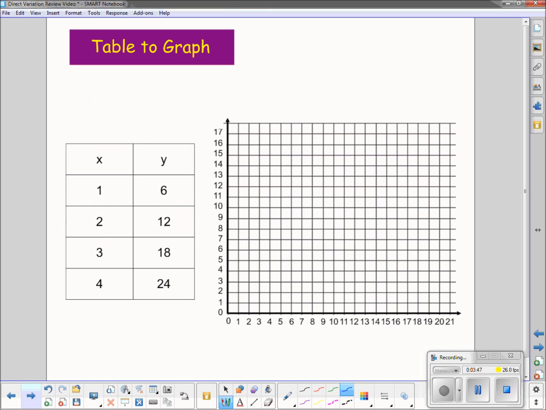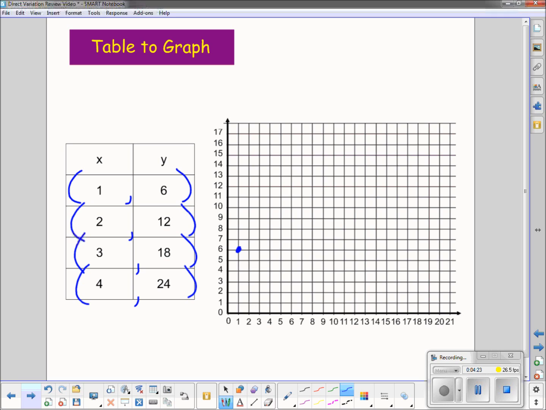In this next example, we will change from a table to a graph. Now this is one of the easiest methods that we use, and that is just to take the table and make it an ordered pair. The pairs that are inside here now become x, y ordered pairs. So the first number in the pair is my x value, which is what I go across the x-axis. My second number is the y value, which I go up the y-axis. So the first point, starting from the origin, I go across 1, up 6, and put a point.